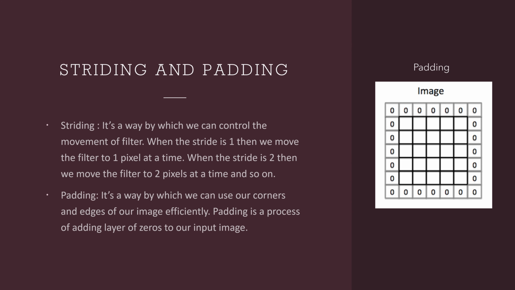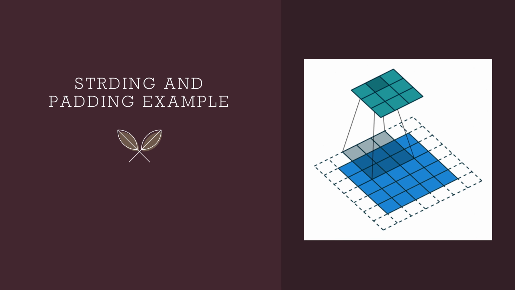Now, let's see what is striding and padding. Striding is a way by which we can control the movement of the filter. When the stride is 1, we move the filter 1 pixel at a time. When the stride is 2, we move the filter 2 pixels at a time, and so on. And padding is a way by which we can use the corners and edges of our image efficiently. Padding is a process of adding a layer of zeros to our input image. As you can see here, the input image is padded with zeros. This is called padding.